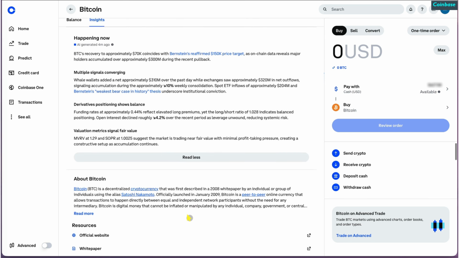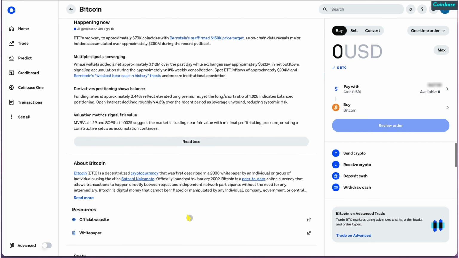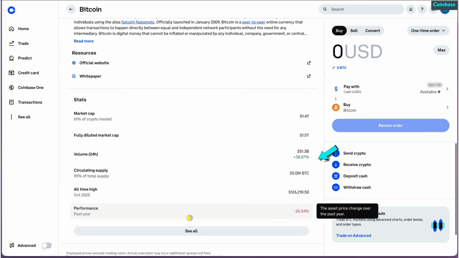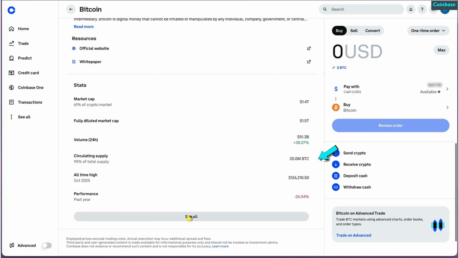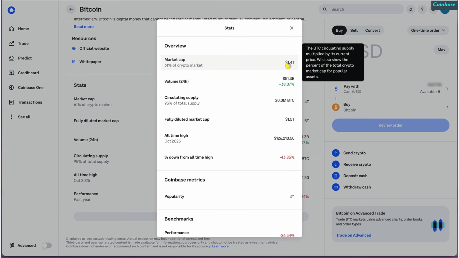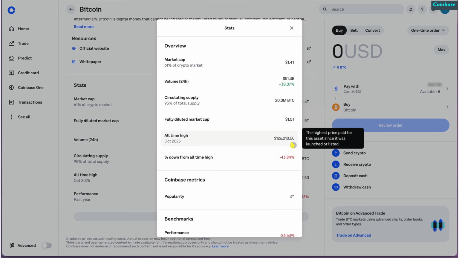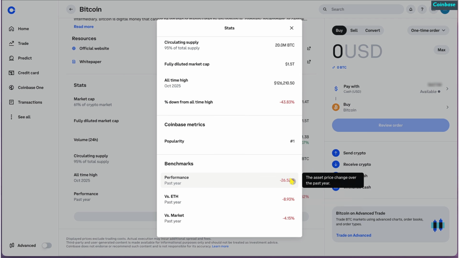You can click the Insights option to see market analysis for the crypto you selected and read more background information. At the bottom, you can find key stats for the cryptocurrency you selected, such as market cap, trading volume, and all-time high price. If you want definitions for these stats, select See All and hover over each item to get more details.